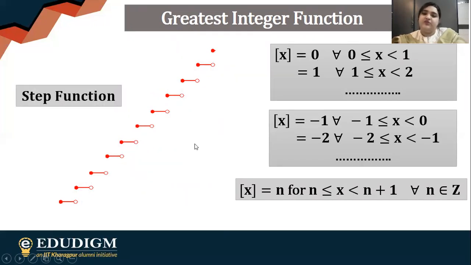So this is all about the greatest integer function. Building on this concept, in the next video, I'm going to talk to you about fractional part functions. So stay tuned.